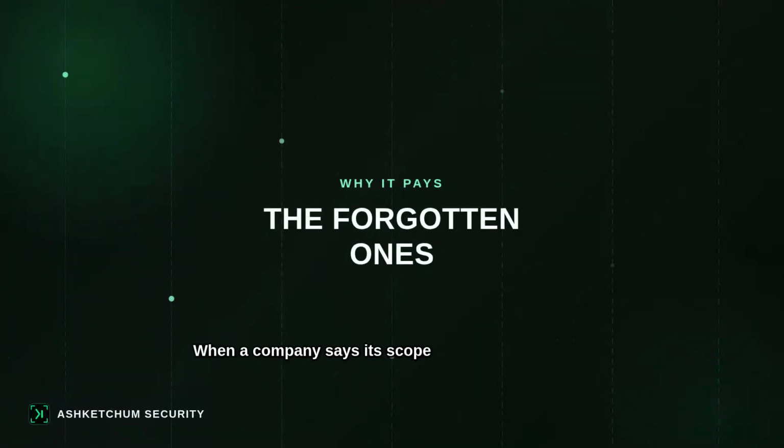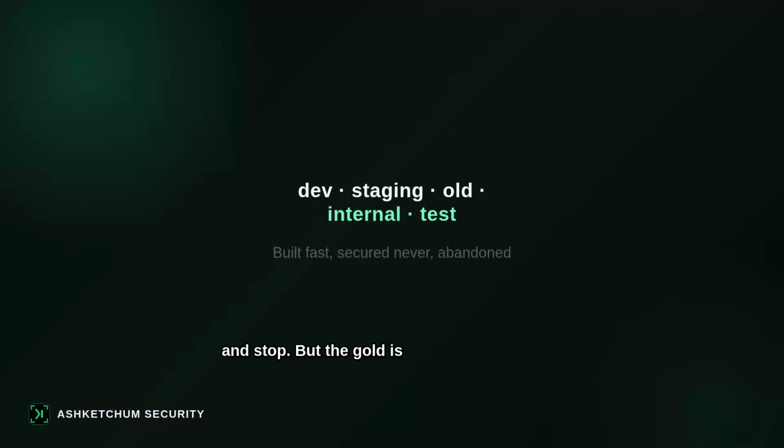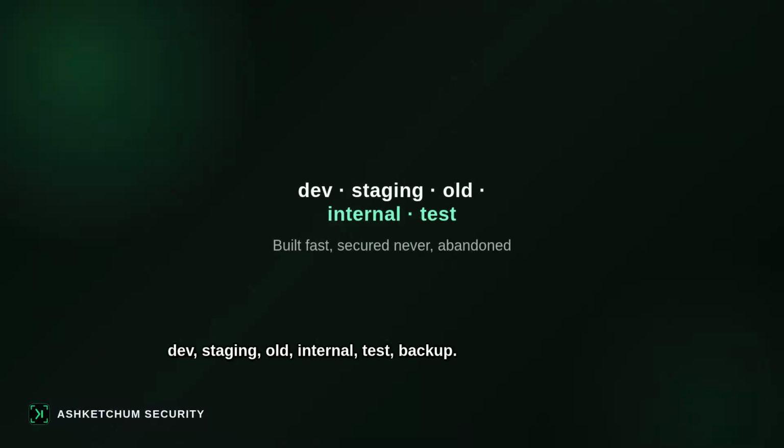Why? So this sticks. When a company says its scope is *.target.com, they're inviting you to test every subdomain they own. Most people find the obvious ones and stop. But the gold is in the forgotten ones: dev, staging, old, internal, test, backup. Those are the servers built fast, secured never, and abandoned. Finding them is the difference between competing with 1,000 hackers on the main app and having a fragile, unwatched server all to yourself.